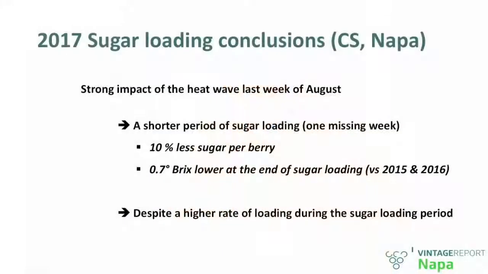So, as a conclusion about sugar loading, for us the most relevant conclusion is that there was a short period of loading due to the weather conditions, and the consequence is lower brix at sugar loading stop. So, in terms of quality, we consider that the ripening cycle, the ripening process, was not complete. So for sure it has an impact on aromatic concentration or grape quality. Thibaut will discuss that after.